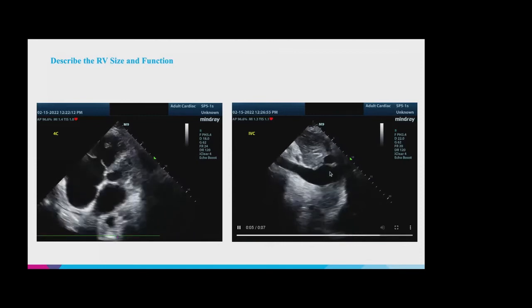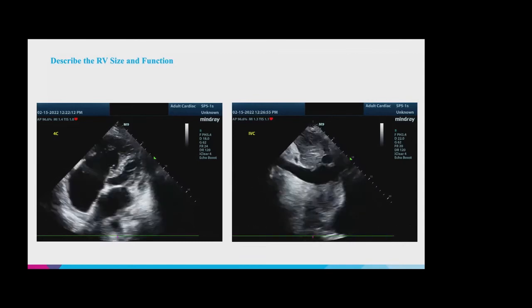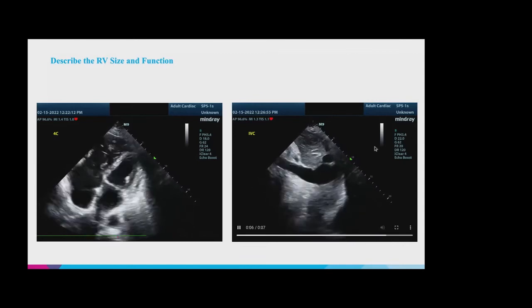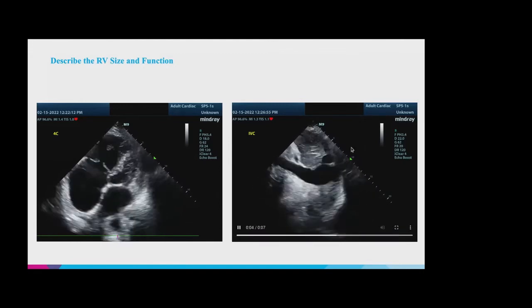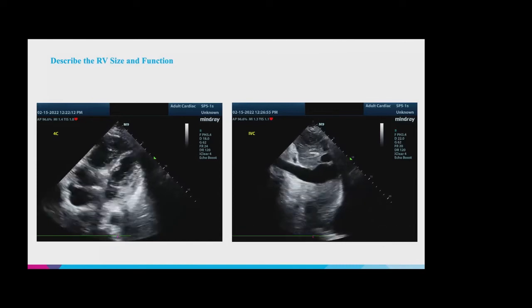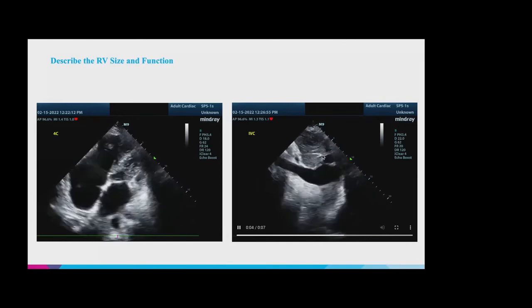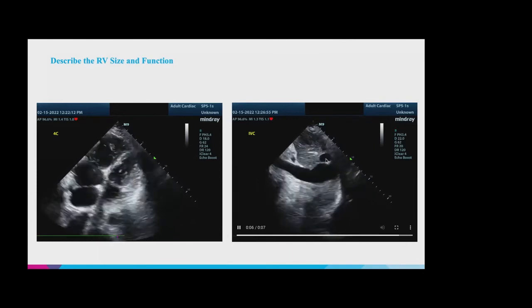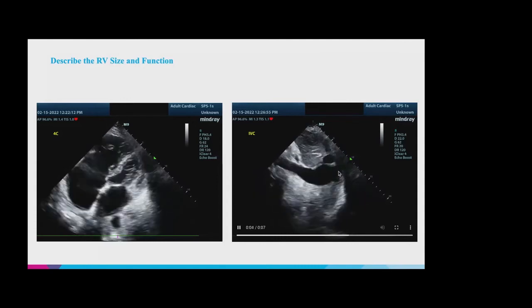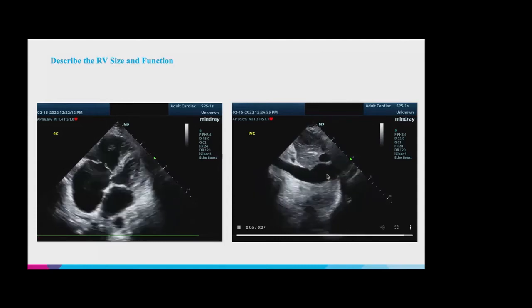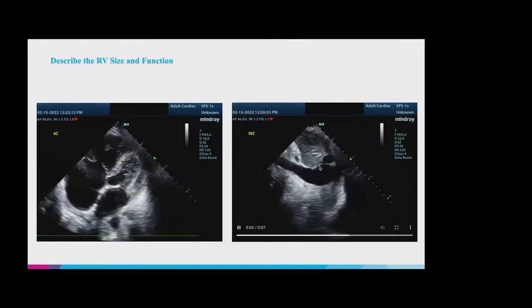And then the IVC, what do you guys think? Huge. Dilated with no respiratory variation. Absolutely. And what else can you guys see? What other vessels? Hepatic veins. Yeah, even the hepatic veins are very dilated. You can see it tracking all the way up here. So this is someone who's very overloaded. I think when they did the formal echo, the IVC was 3.4 centimeters and non-collapsible. So you can really appreciate how big it is right here.